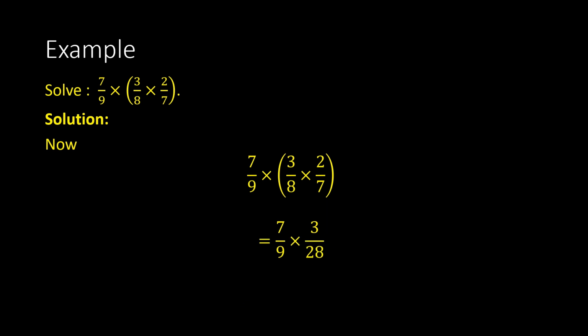To give 7 over 9 times 3 over 28. And the 3 in the numerator will cancel using the 9 in the denominator. And now the 7 in the numerator will cancel using the 28 in the denominator, as shown. This has made our calculations much easier, and we therefore obtain 1 out of 8.